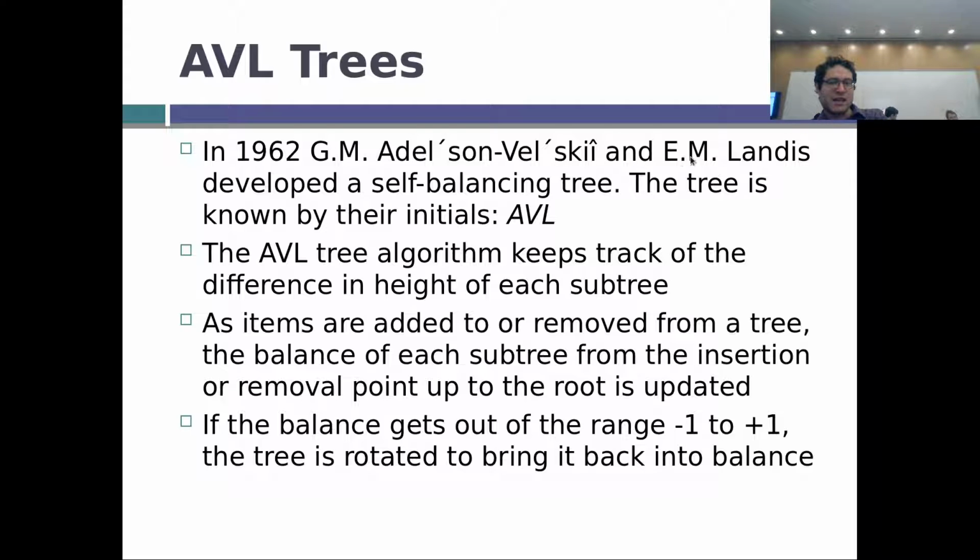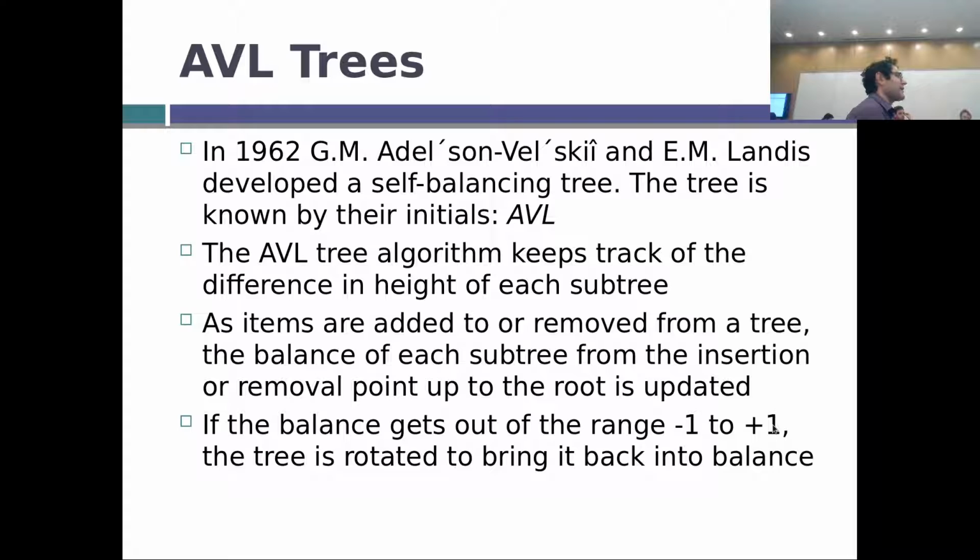But it's the acronym of their developer's initials. And what it does is it keeps track of the difference in the height of each subtree. And then if it gets out of the range of -1 to +1, it's rotated to be back and balanced. We never really defined balance, by the way.